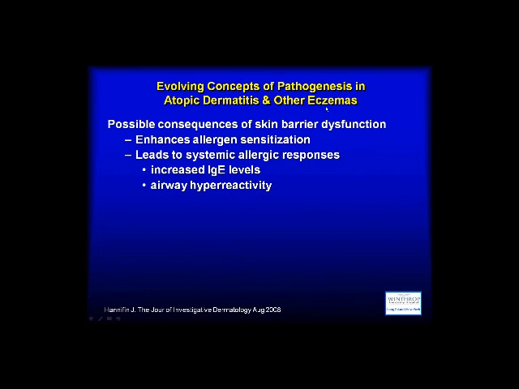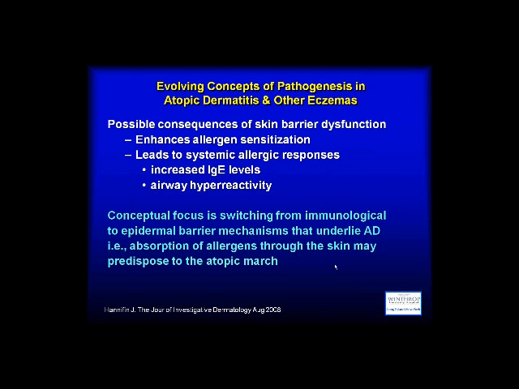Another evolving concept of the pathogenesis of atopic dermatitis and other eczemas is the possible consequences of this skin barrier dysfunction. It enhances allergen sensitization, and it leads to a systemic allergic response. There's an increased IgE level, and there is airway hyperactivity. So now we see that the conceptual focus is really switching from an immunological to an epidermal barrier mechanism that underlies atopic dermatitis. That is, the absorption of the allergen through the skin may really be the first step and predisposes patients to the atopic march.